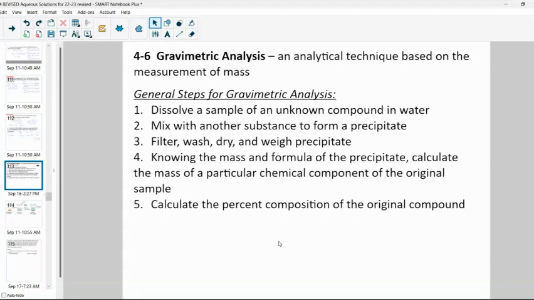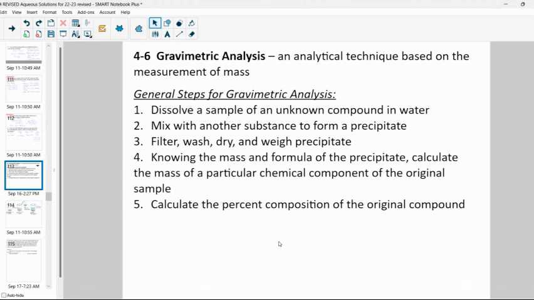Gravimetric analysis, an analytical technique based on the measurement of mass. So this is one particular way where we can figure out how much of an element is there in a particular unknown compound. Let's look at the steps for it.